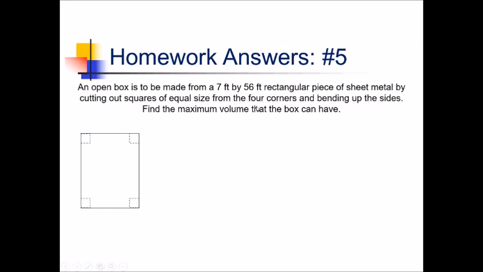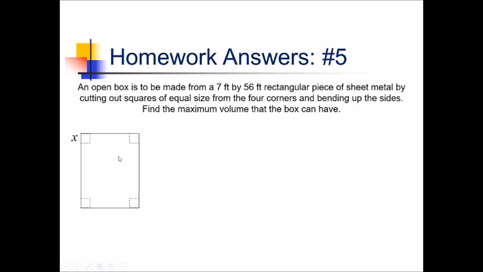So we want the maximum volume the box can have. In general, the volume of a box, a rectangular prism, is going to be length times width times height. Unfortunately, that's 3 different things. We need just one variable to express everything, at least if I want to get my calculator involved and help me find the max. So to do that, I'm going to let x, my variable, represent the length of these squares that I'm cutting out here.